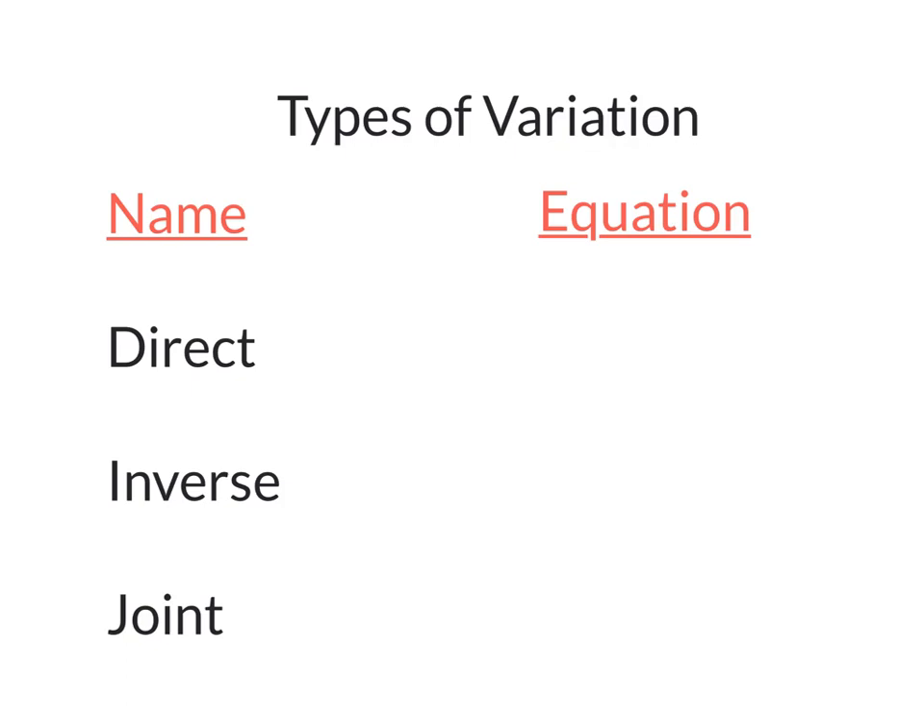So the three types of variations, as you can see, are direct, inverse, and joint. There is a fourth one we'll talk about later in the video, but these are the three big ones. And with each of these variations comes an equation that's going to help us solve these types of problems. For direct, we'll use x's and y's, but the equation we're going to use for direct is y equals k times x.